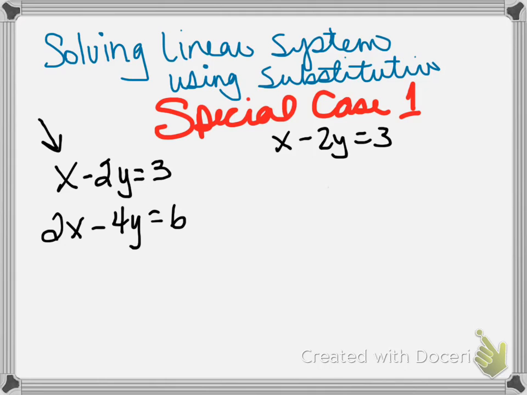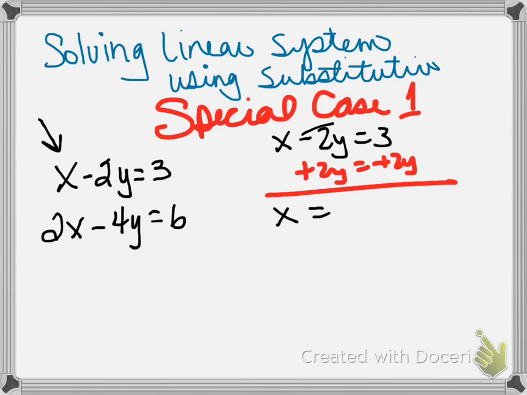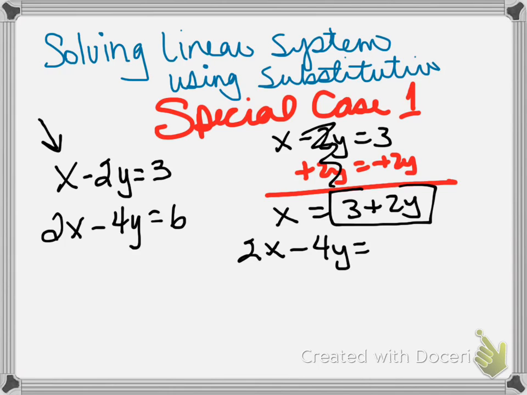I'm going to add 2y to both sides. And when I do, I have x equals, this becomes a zero pair, and it's going to be 3 plus 2y. So this equals the x value. Now I'm going to take this and plug it into the other one. So here's my other equation, and I'm going to take the x and plug it in here.